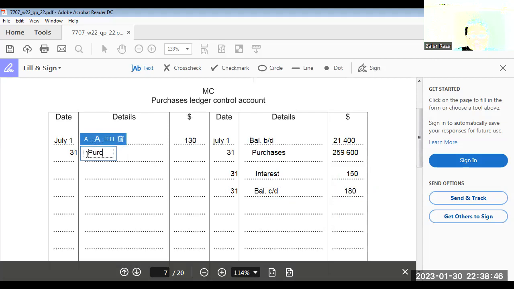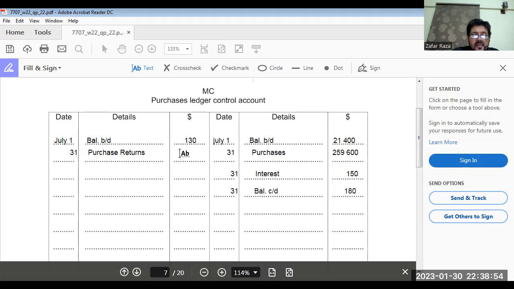Purchase returns, that is 9,800. Then we have bank payment to suppliers, cash and bank. So bank is 228,200. Then 31st July, discount received. How much? That is 12,900.